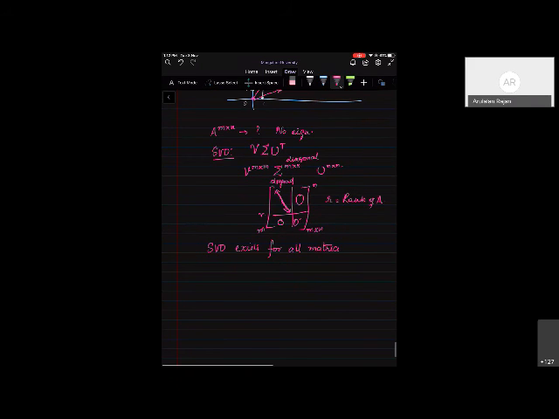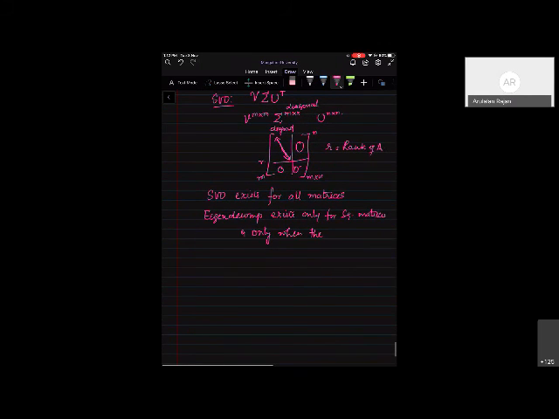It is irrespective of the shape of the matrix. It could be a fat matrix, a thin matrix, a tall matrix, it could be any matrix. SVD exists, whereas eigendecomposition exists only for square matrices. And even then, the number of eigenvectors must be equal to the number of columns. Otherwise, it does not exist.